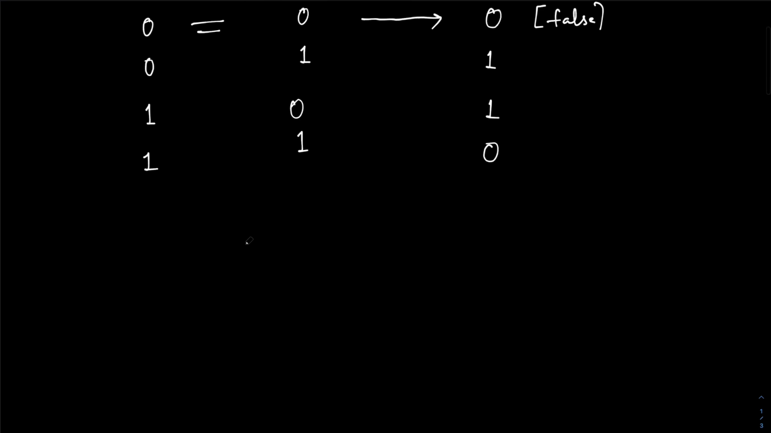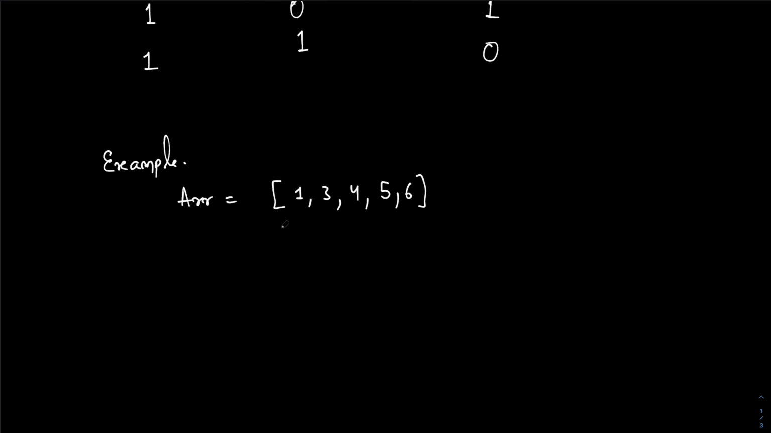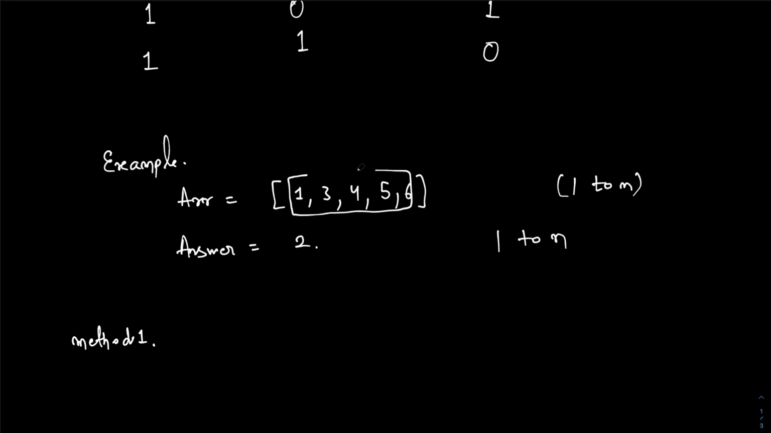Let's take an example. Here you are given an array of n-1 integers and the range is 1 to n, and you have to find the missing number, and in this case the missing number is 2. How will you find it? Let's check our first method. The first method is, firstly we add all the numbers from 1 to n, and then subtract the numbers of the array from this one.